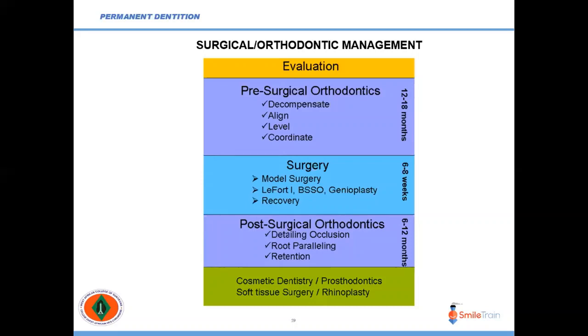The patient is now sent to the orthodontist, who spends about 12 to 18 months, usually longer in cleft patients, to undergo pre-surgical orthodontics. In that period, we're decompensating, aligning, leveling the arches, and coordinating the arches in preparation for surgery. Surgery is now carried out, and he or she comes back to us to undergo post-surgical orthodontics, whereby we do our final detailing. You're not going to get a perfect finish just with surgery. So our job as orthodontists is now to do the final detailing and settle the teeth so that they're interdigitating well and the patient has a good bite and a very good smile.